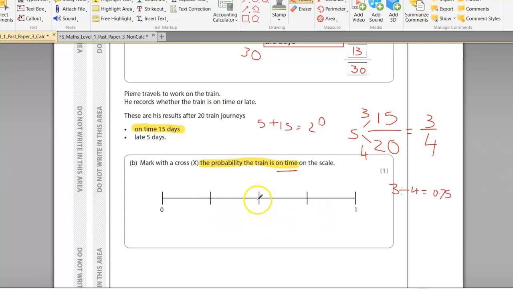Okay, so in terms of where this would come on this scale, in the middle would obviously be 0.5. So 0.75 is going to be here. Depending on whether you want to label your scale in terms of fractions or decimals, you could label that either as 0.75, or if you wanted to label it as a fraction, instead of writing 0.75, write 3/4.